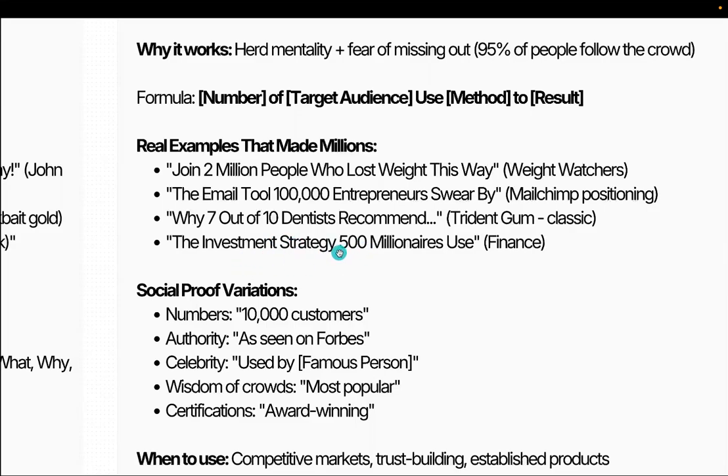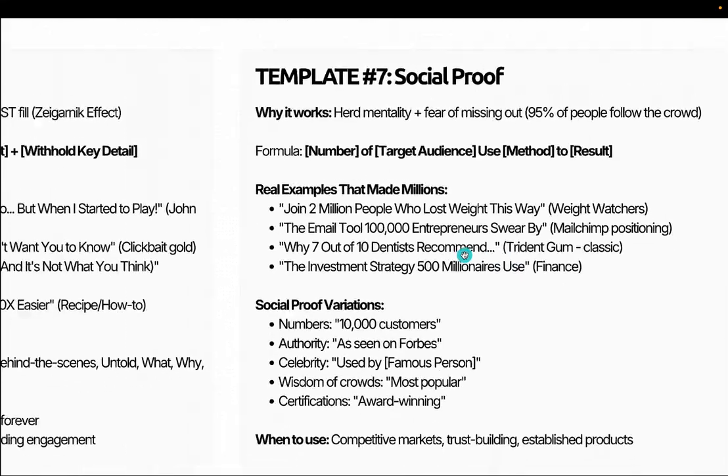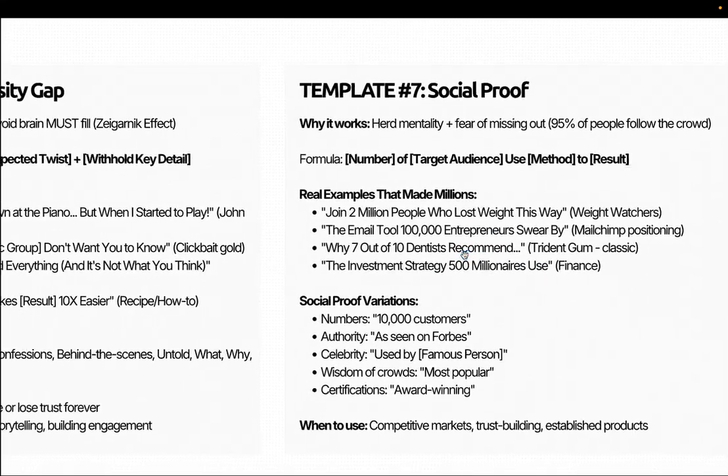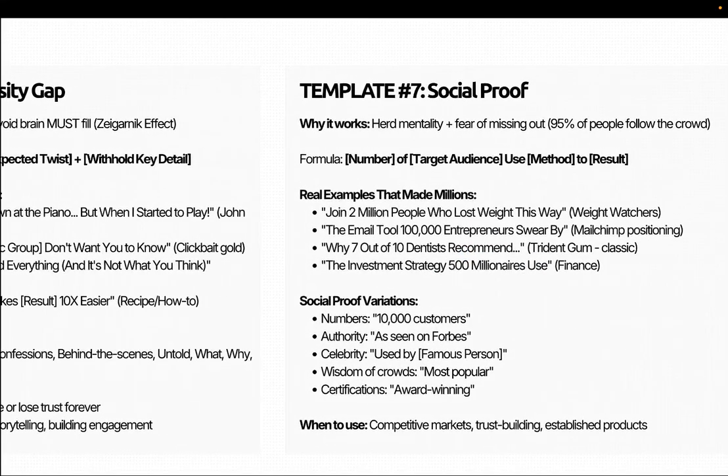The investment strategy 500 millionaires use. So you have the number, which is 500. Here the target audience is implied. Definitely people who are interested in investments, reading content about investment. You get it? The investment strategy 500 millionaires use. So this is more like social proof. You get it? Good.